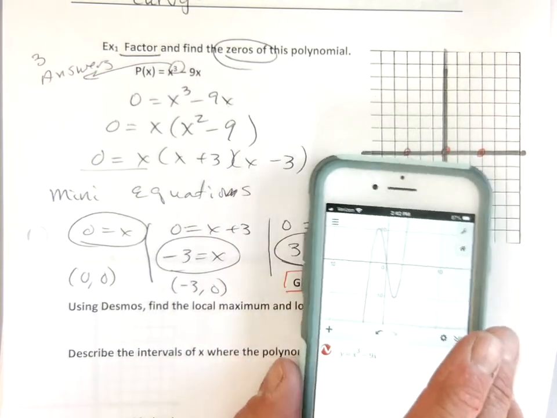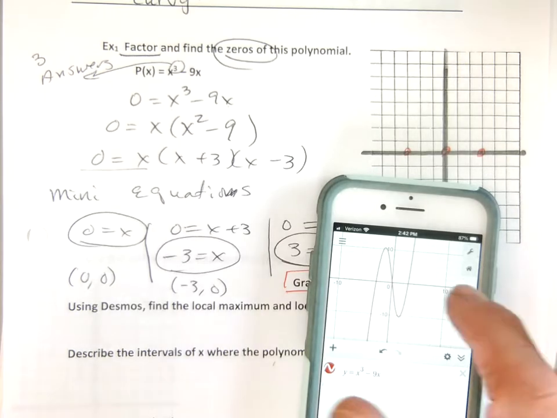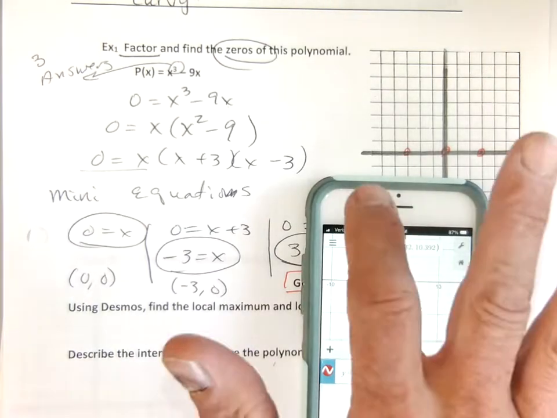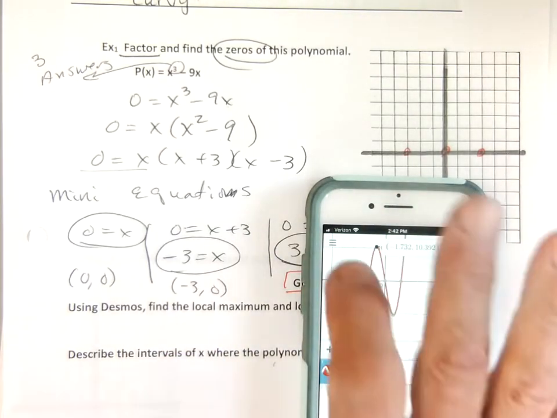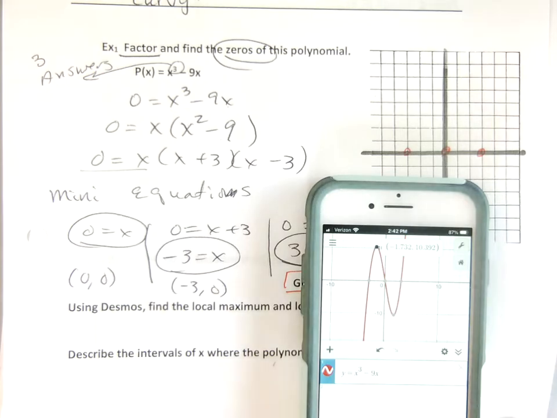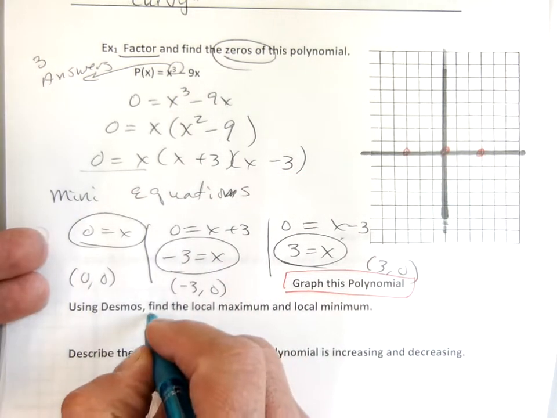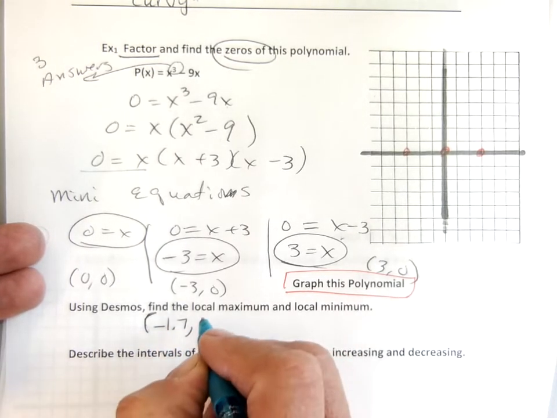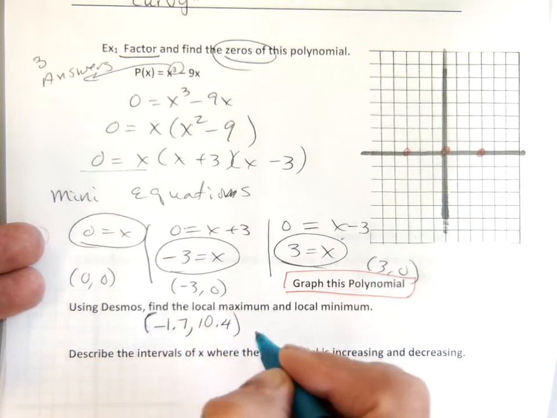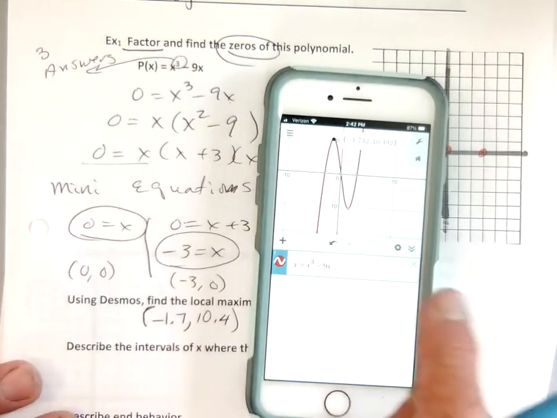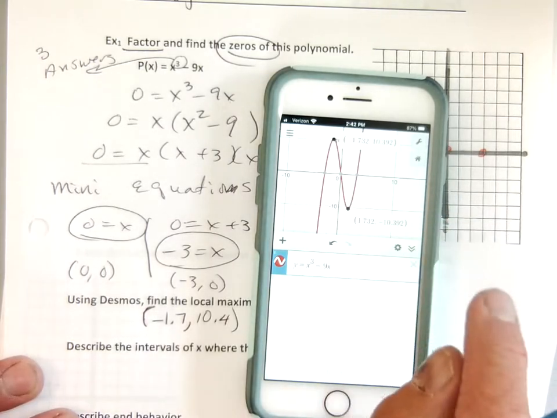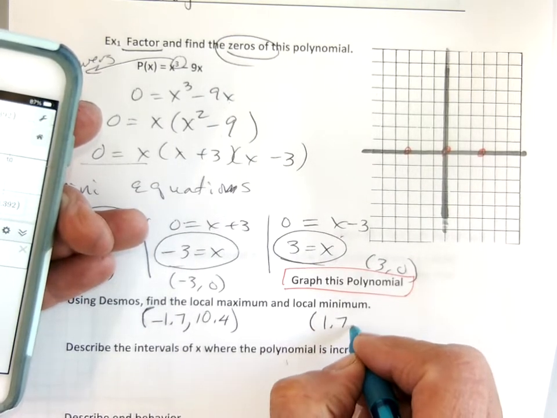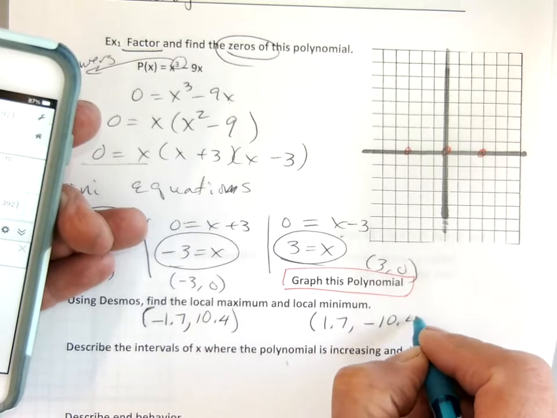So it says using Desmos, find the local max and local minimum. Well, Desmos is so cool. All I do is tap on it. You guys agree that's my max? I just tapped on it. So my local max is at, rounding to the nearest tenth, negative 1.7, comma, 10.4. My local min, that's easy. It's right there. Just tap on it. So my local min is at 1.7, comma, negative 10.4. Okay, how am I doing?